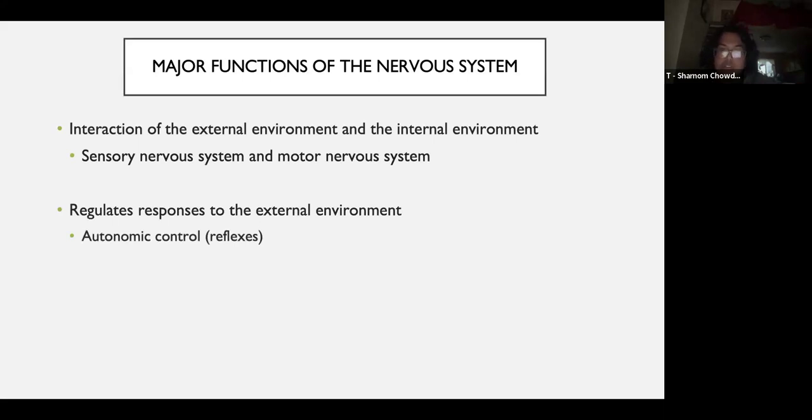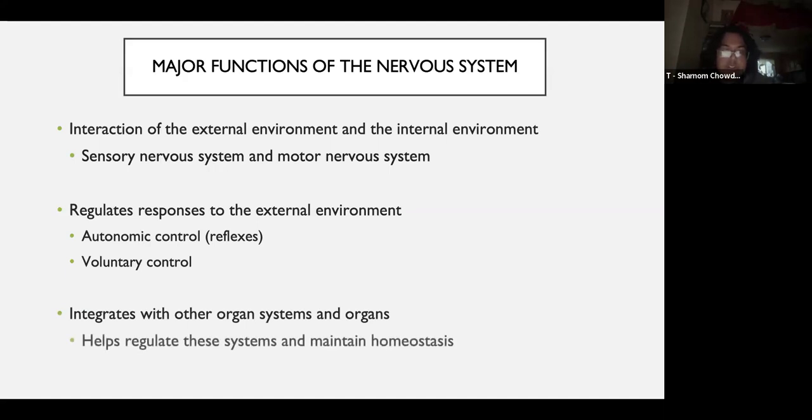We have autonomic control, which are reflexes. These are controls where you don't have to think about, they just happen. And then voluntary control, which is like me actually moving my arm or my hand up and down right now. And it's all integrated with other organ systems and other organs that help regulate these systems and help maintain homeostasis.